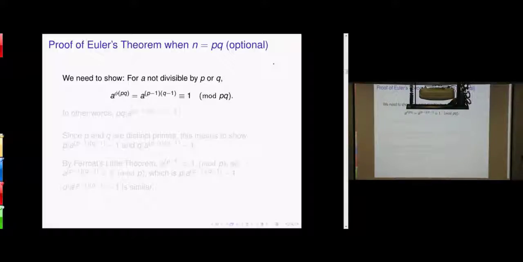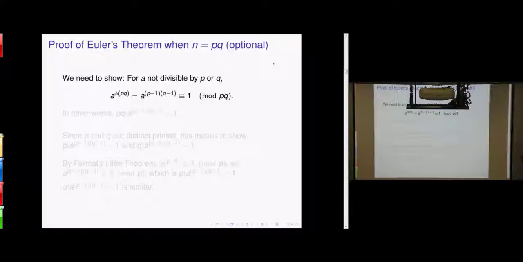Now Euler's result says this: then a to the phi of n is congruent to 1 modulo n, right? So phi of n, just now we calculated, phi of pq is p minus 1 times q minus 1. So this is phi of n. This is the value of phi of p times q.